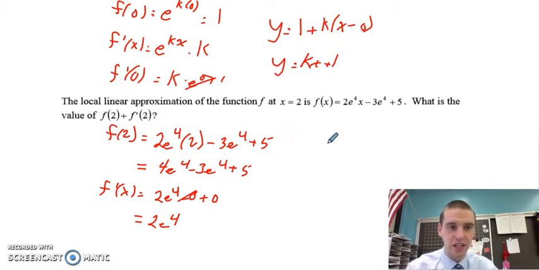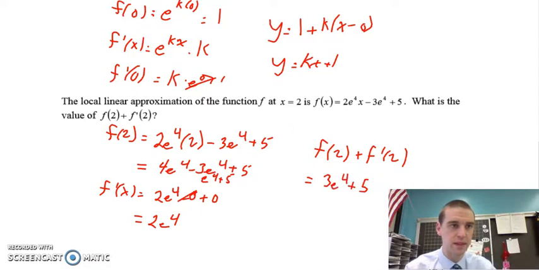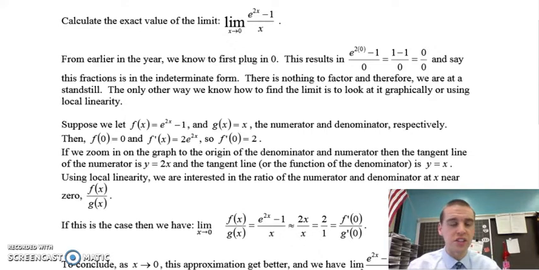When I add those together, f of 2 plus f prime of 2, we're going to get 6 e to the 4th. Oh, minus e to the 4th. Let's go back there. Four e to the 4th minus 3 e to the 4th is just e to the 4th plus 5. So if I add those, I'm just going to get 3 e to the 4th plus 5. That was local linearization.